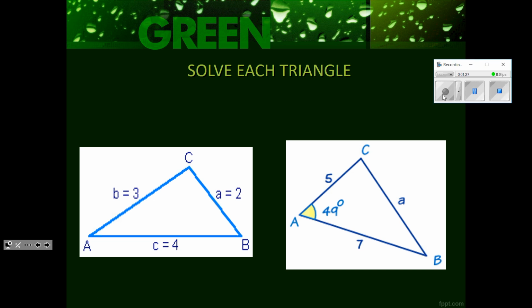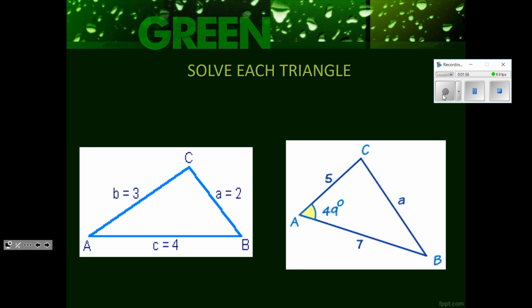All right, so now that you've had time to think about this, here's my question. Can you solve these triangles using the law of sines? Why not? In order to use the law of sines, you have to have at least one angle and one opposite side, or corresponding side to that angle. And right here, we do not.